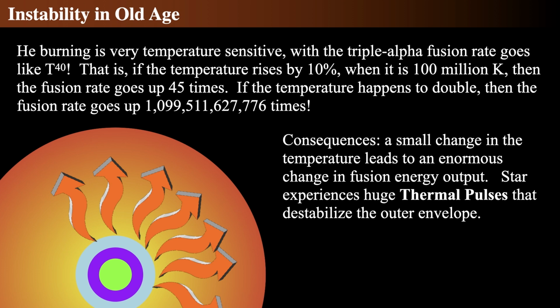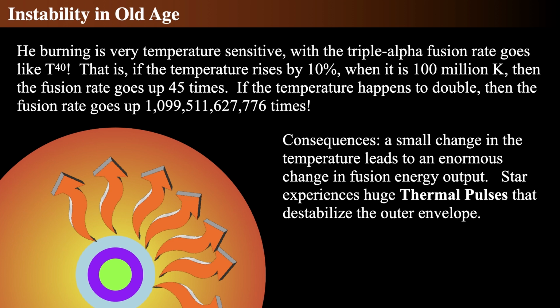What's funny about this is helium burning is incredibly sensitive. To make that ash, that green ash with carbon and oxygen in the core and the purple area that we see there, it's incredibly temperature sensitive. The fusion rate goes like the temperature to the 40th power. So if you raise the temperature only by a little bit, maybe 10% when it's 100 million Kelvin, then the fusion rate goes up 45 times. And if the temperature doubles, it'll go up, wow, almost a quadrillion times.